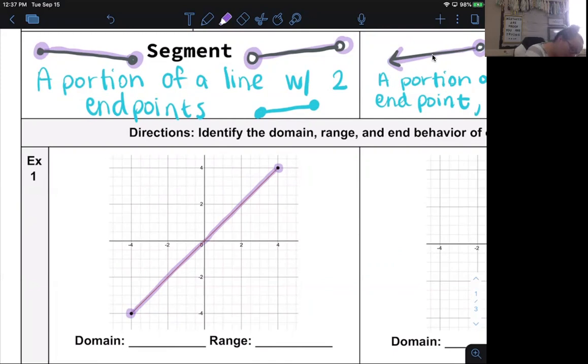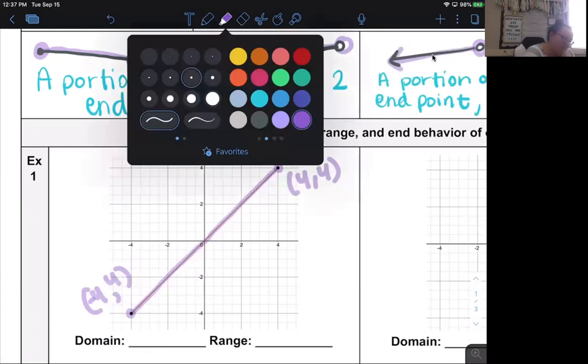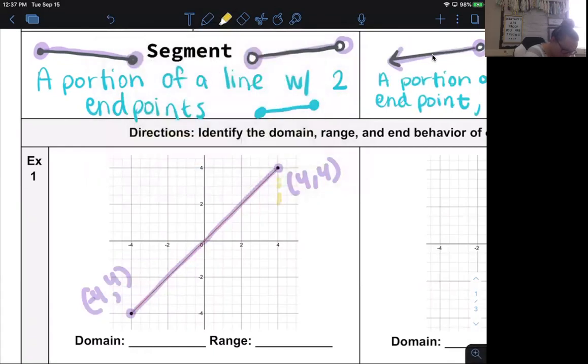So this point, that lower left point, is the point -4, -4. The upper right point is 4, 4. So as you can see, our highest x value, I'm going to use some different colors here, is at 4. Our lowest x value is at -4. And it includes all the x values in between.